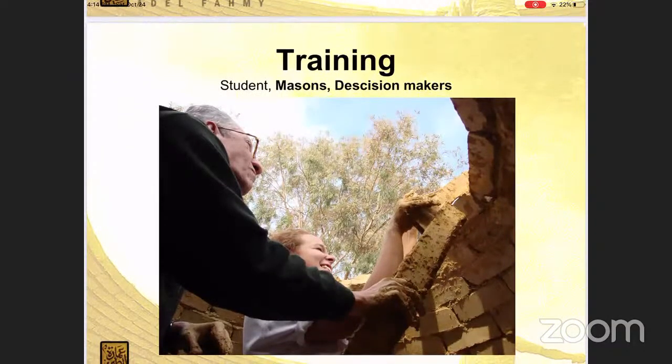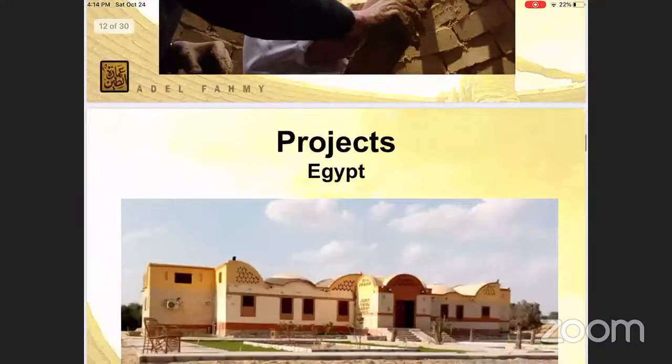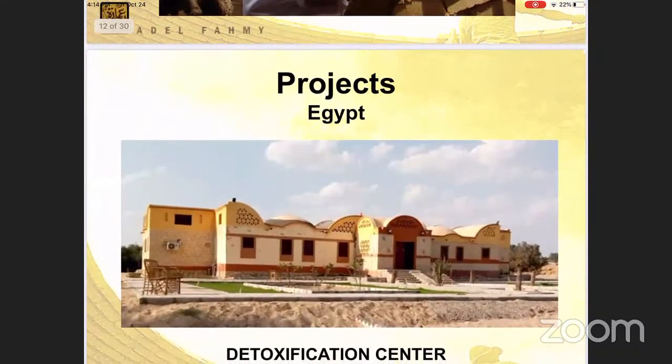So it was also important to do a practical training for masons, for students, for decision makers, to create a new generation. This new generation knows the advantage of using natural building material, clay. And then I will show you some examples of our projects in Egypt and in Africa.